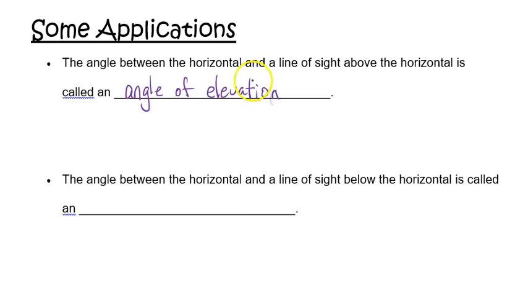Now I'm going to kind of draw out what they were talking about. The horizontal, so horizontal is flat, and line of sight above. So in other words, you're looking up. This would be an angle of elevation. The second sentence, the angle between the horizontal and a line of sight below, so below being the key word there, the horizontal is called an angle of depression.